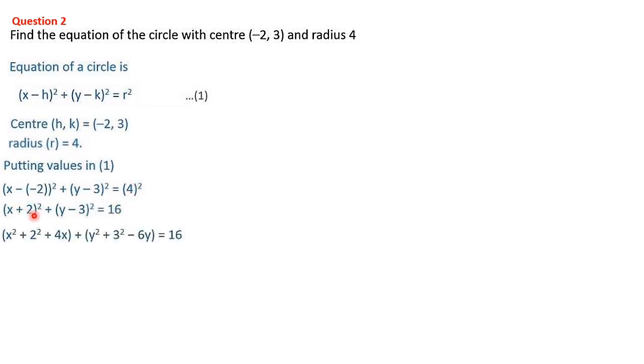(A plus b) the whole square expansion. (A plus b) the whole square, we know that a square plus b square plus 2ab. So x square plus b square, b is 2, 2 square plus 2ab, 2 into 2, 4 into x. So 4x plus (y minus 3) the whole square. Formula is (a minus b) the whole square expansion, a square plus b square minus 2ab. So a square means here y square plus b square means 3 square minus 2ab.